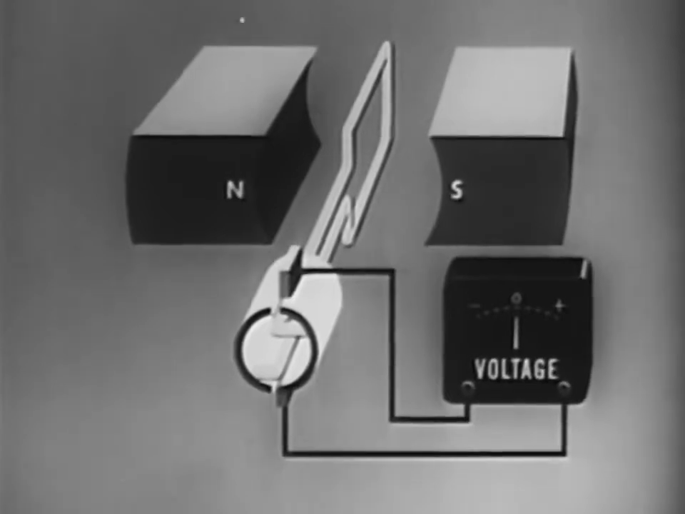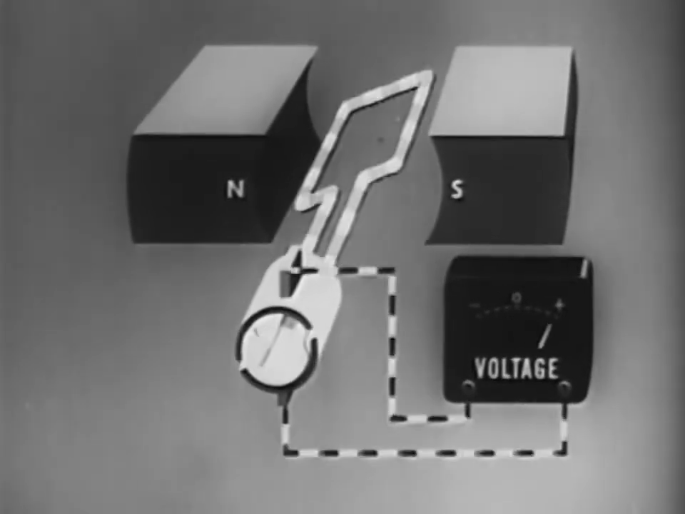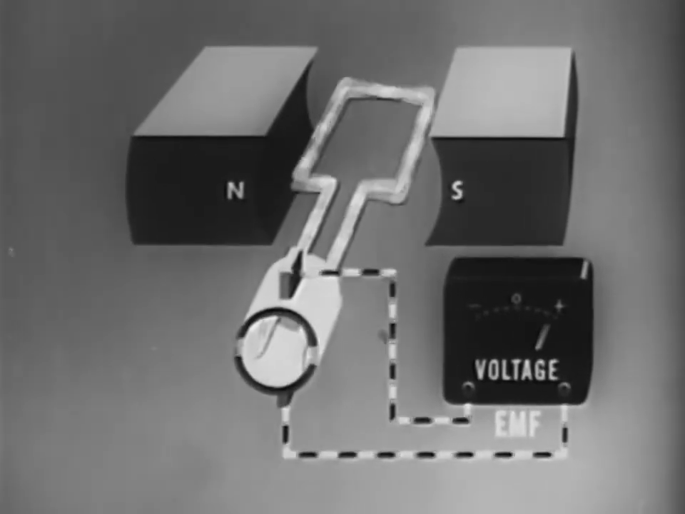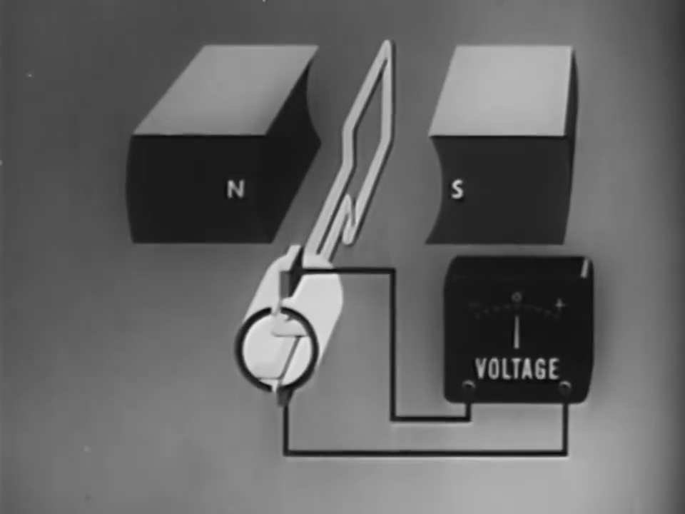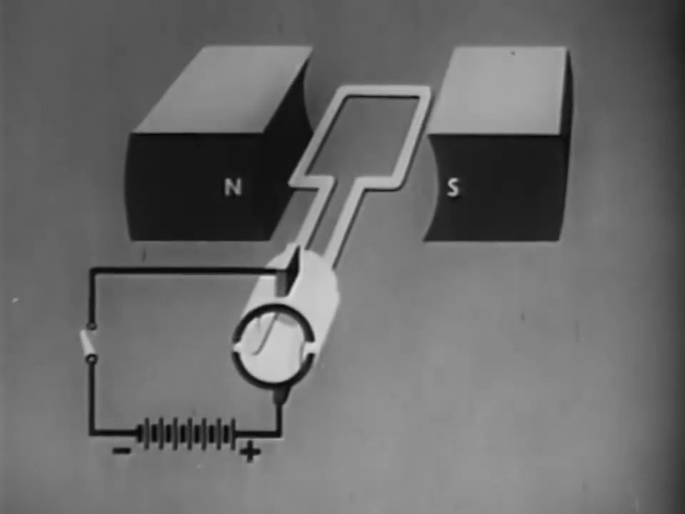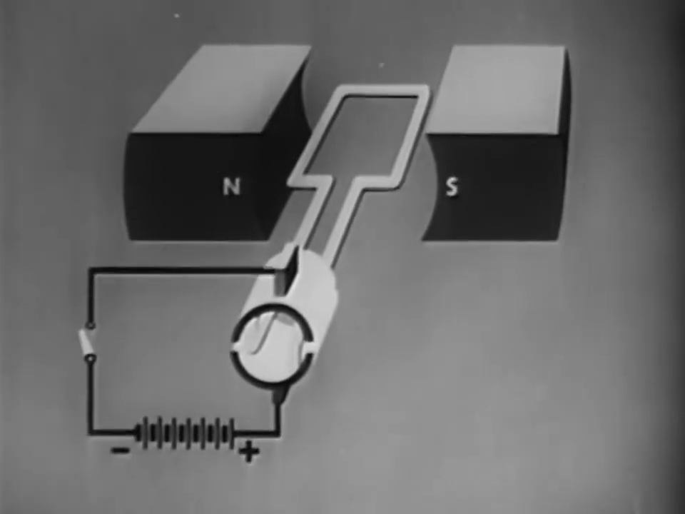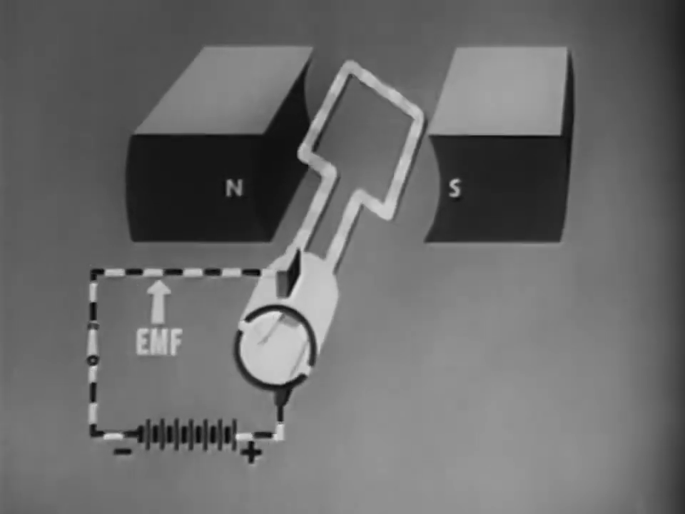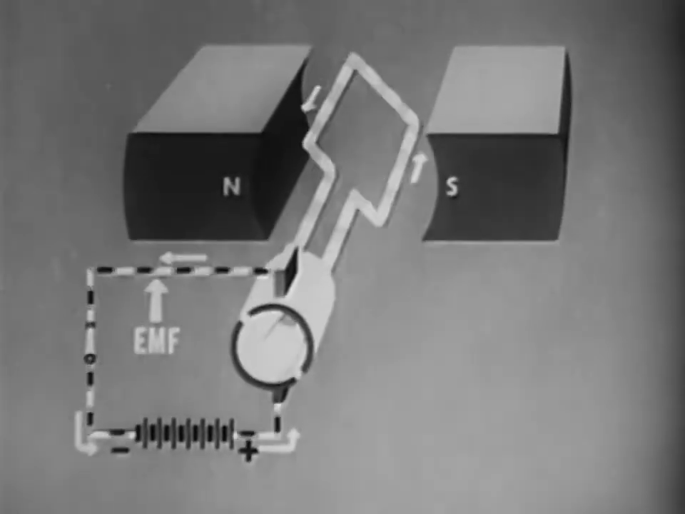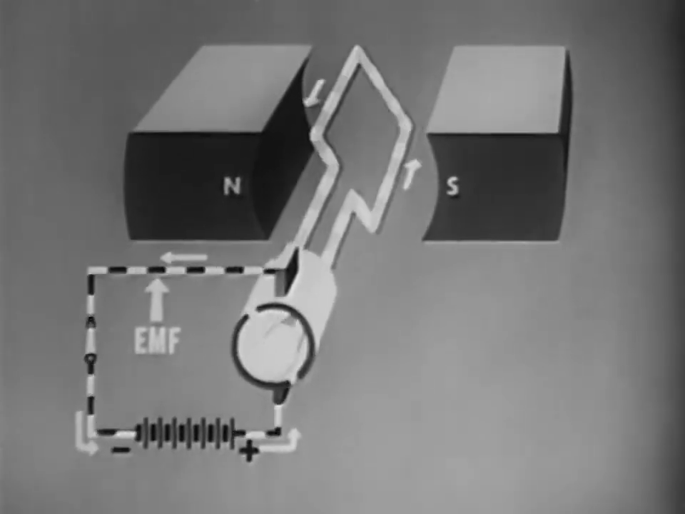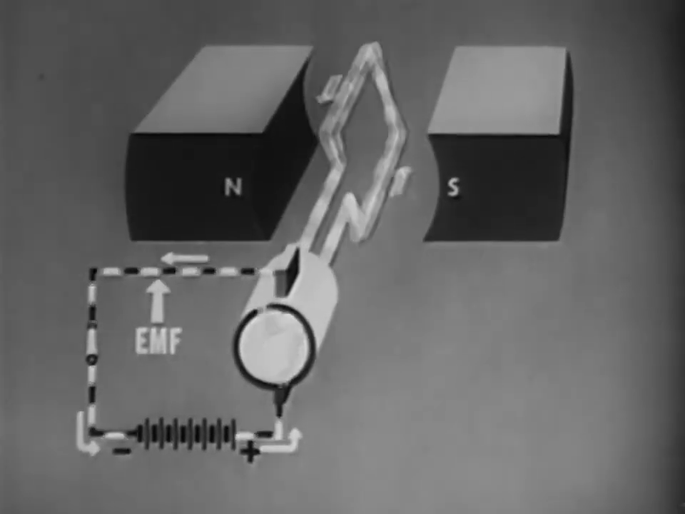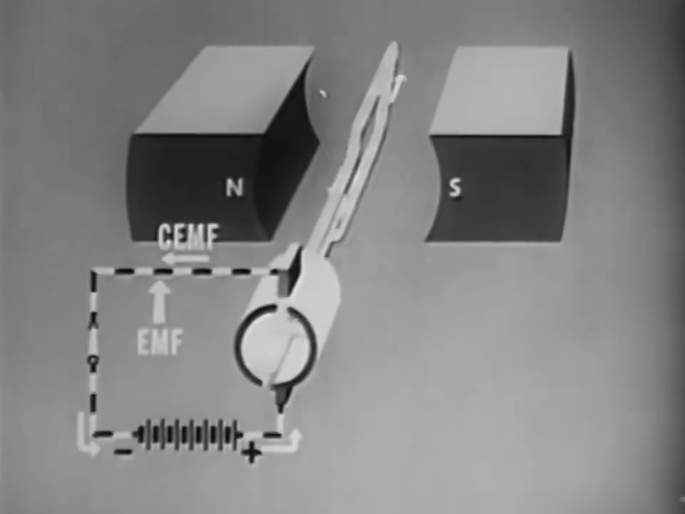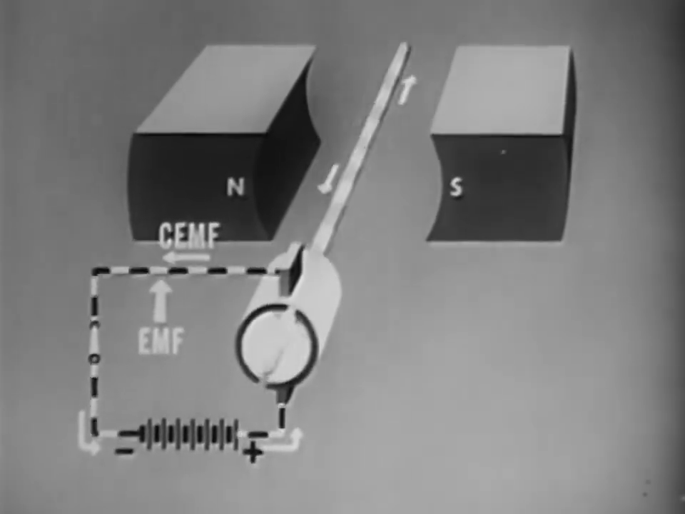We saw earlier that when a conductor is moved by mechanical energy in a magnetic field, an EMF is generated. This is generator action. In the DC motor, when rotation is desired, it is necessary to apply an EMF to the conductor. However, when used as a motor, an opposing EMF is also generated in the conductor. This is called the counter-electromotive force, or CEMF. By Lenz's law, the generated CEMF must oppose the applied EMF.